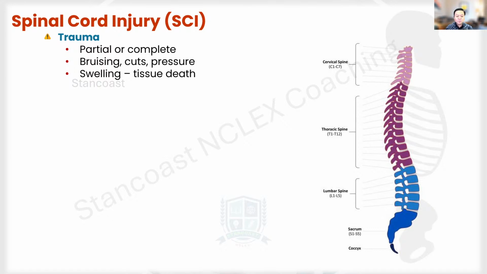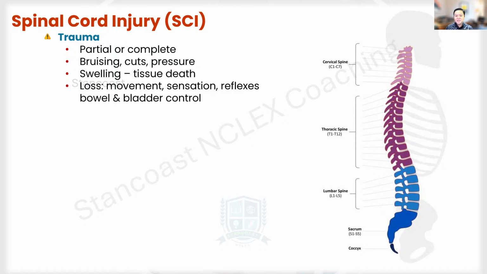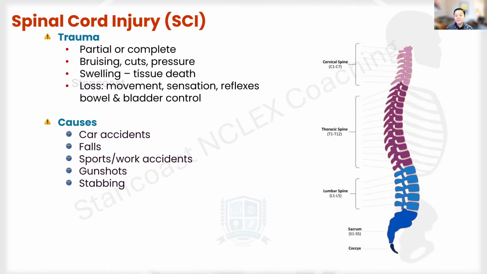Now, when there is tissue death, of course, what you're going to expect is that the patient will end up with loss of movement, and their sensation will be greatly affected. The reflexes will be impaired, and the person will have issues controlling their bladder and also their bowel function. And let's take a look real quick at the causes of SCI, or spinal cord injury. Most often, this is caused by vehicular accidents, falls, sports, work accidents maybe, and it could be brought about by, let's say, stabbing or gunshot.